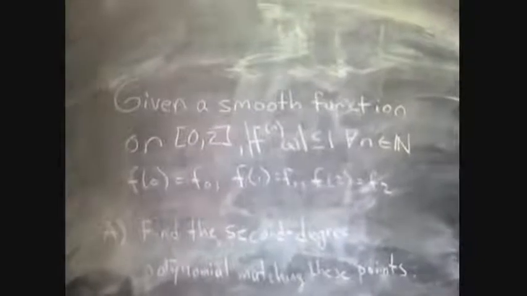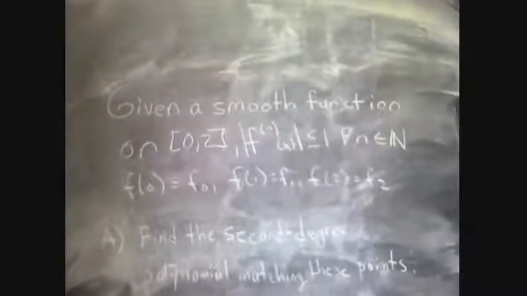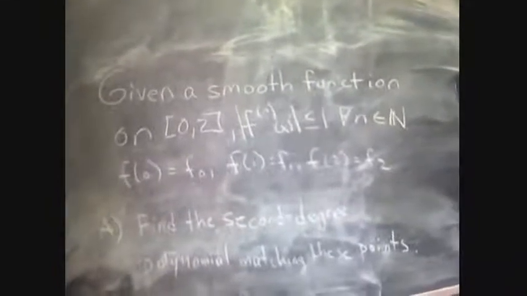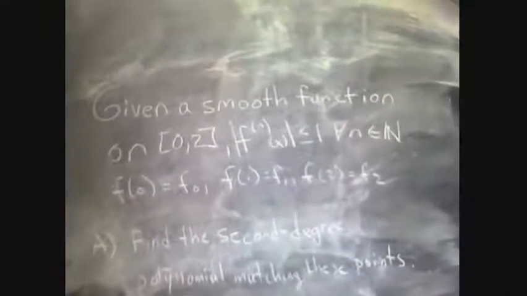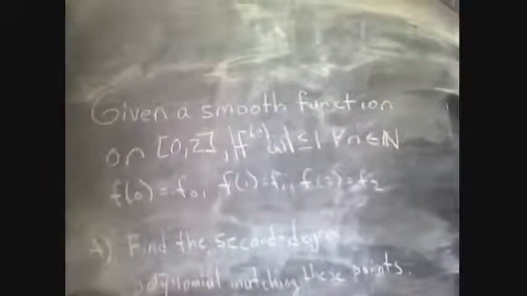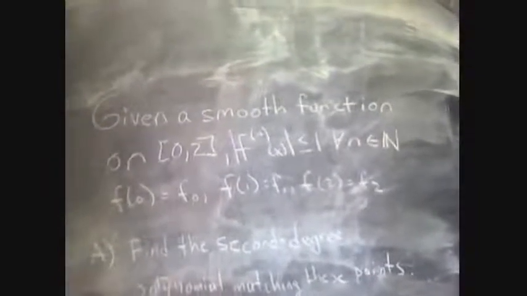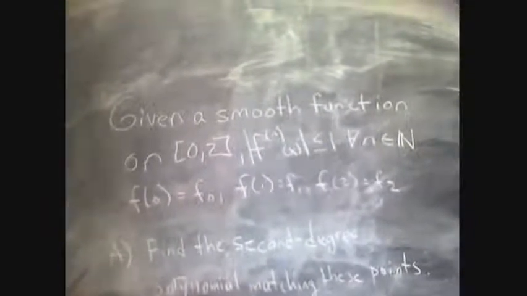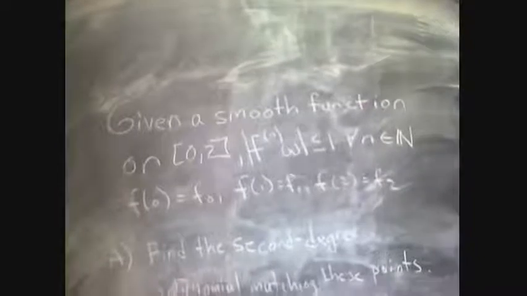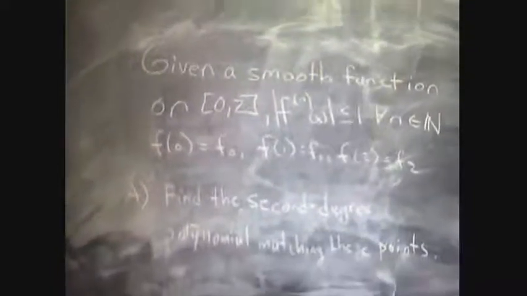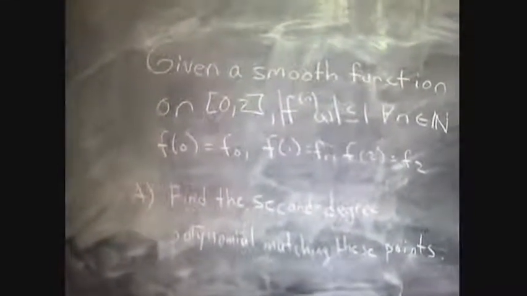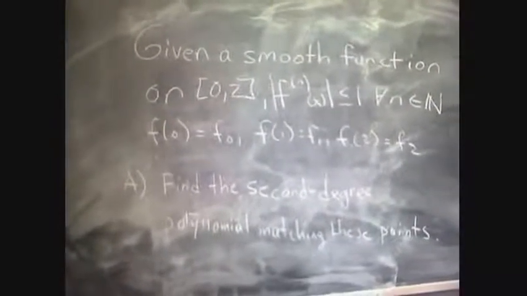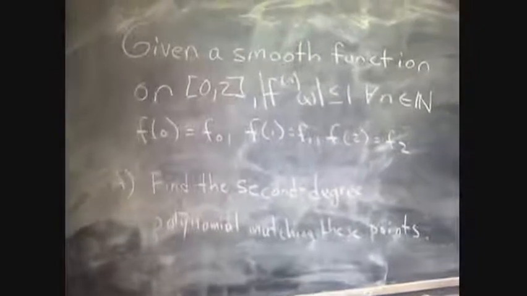So today, this is what we have. We are given some smooth function on the bound from 0 to 2, that's our domain, and we're also given that every derivative of f(x) is less than 1 in absolute value. So again, that coincides with our notion of a smooth function. Lastly, we are given the evaluations of the function at the points 0, 1, and 2. So the first part of our problem is just to find the second degree polynomial which matches all these points.